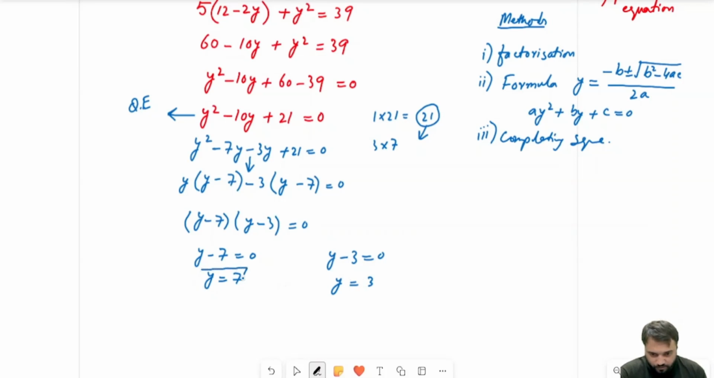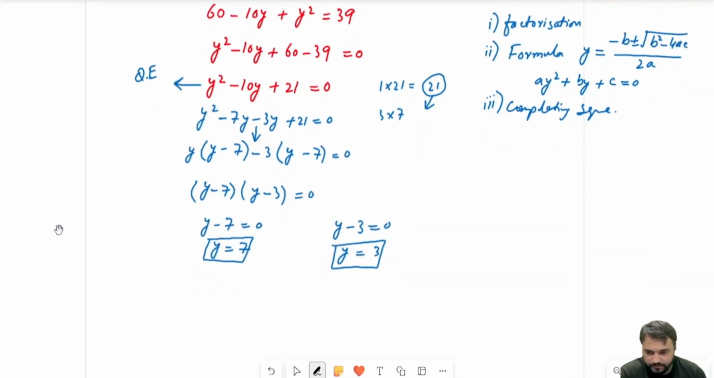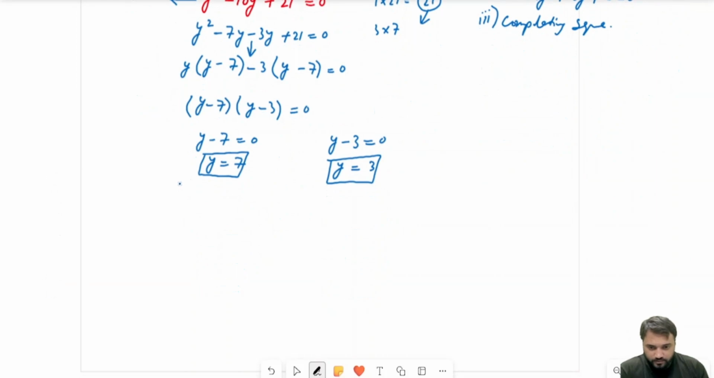We have just found the values of y. We have two values of y and we need to calculate the value of x. So put in equation 3. You can put in any one of the equations like equation 1, equation 2, or equation 3. I'm putting it in equation 3. The equation 3 is x is equal to 12 minus 2y.